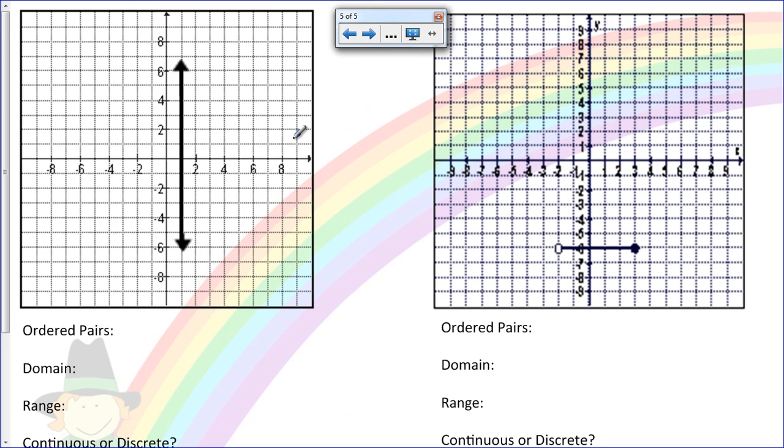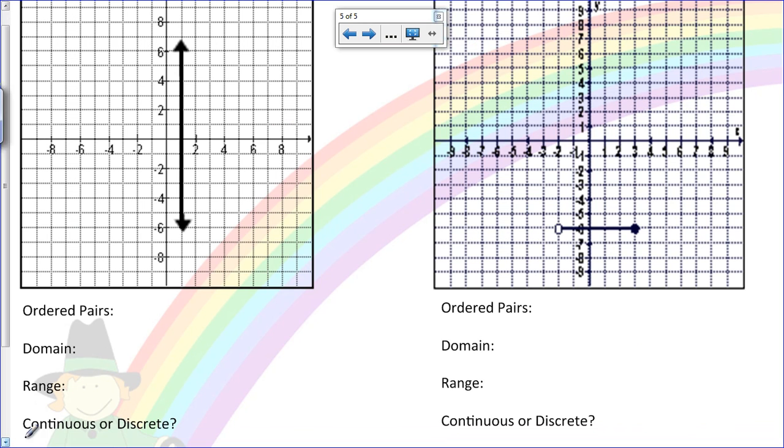Okay, so let's go do this other one. This happens to be a vertical line going straight up and down here, because that's going to be kind of important. This vertical line straight up and down, first of all, it's continuous because, as you can see, it is connected. There are no gaps in it at all. Okay, it's not just individual points, so I am not going to write the ordered pairs.